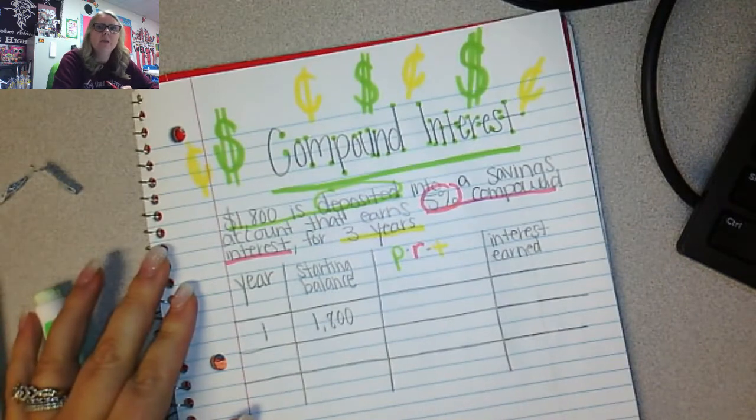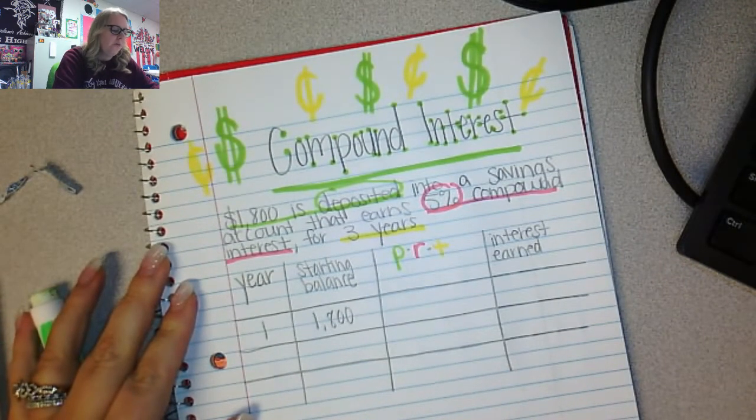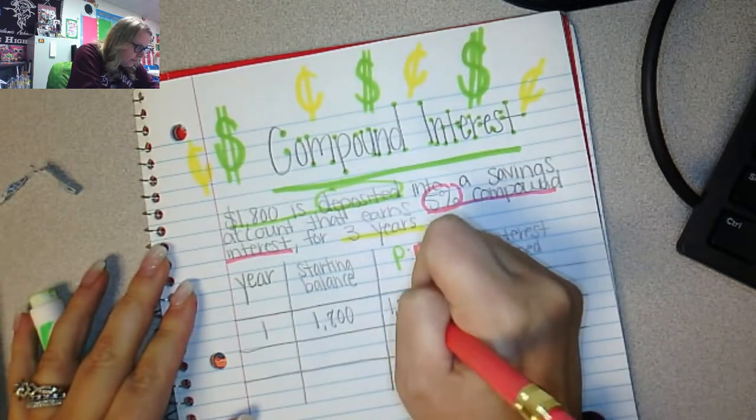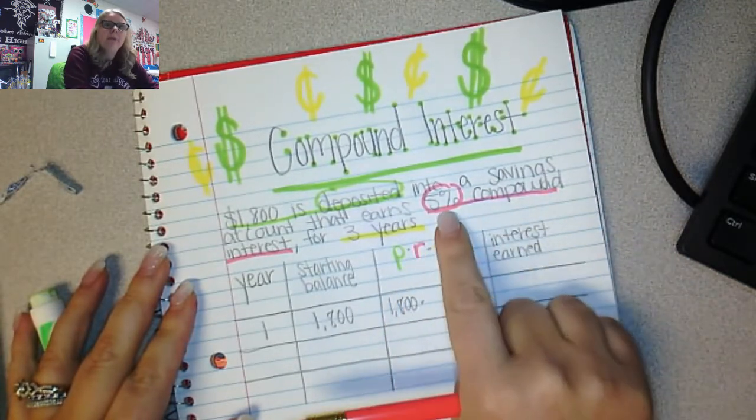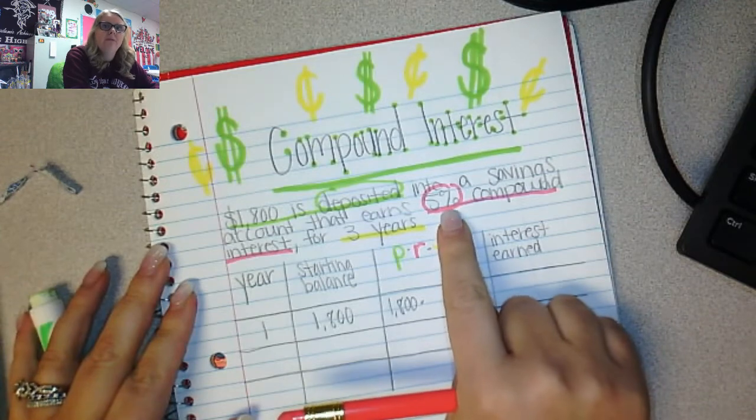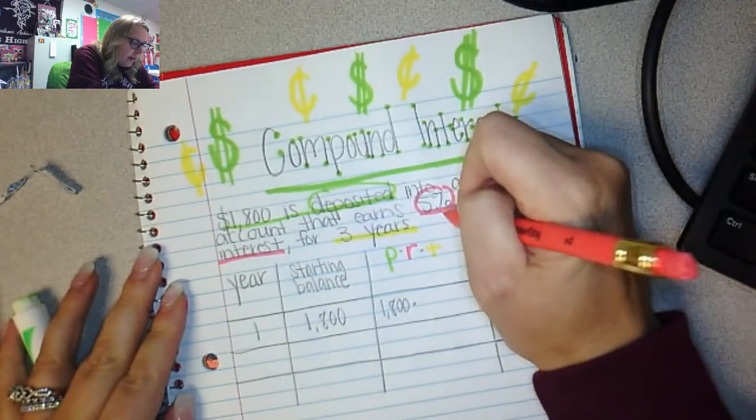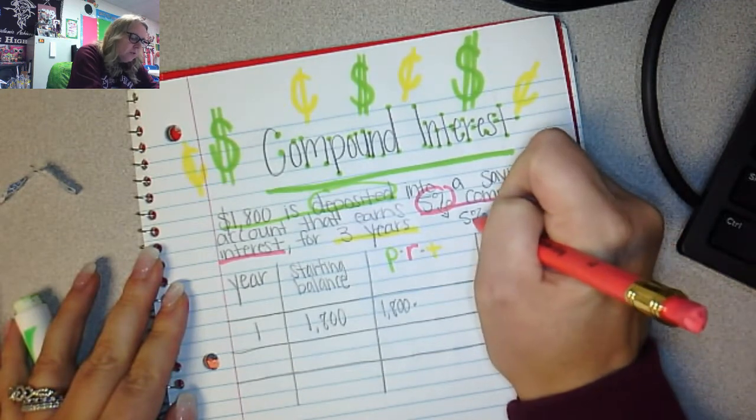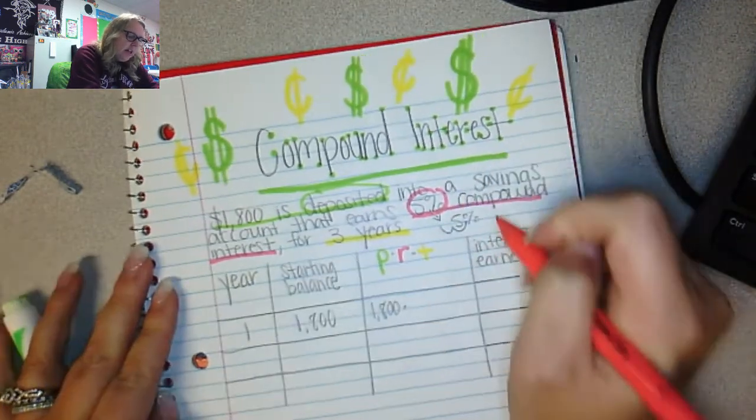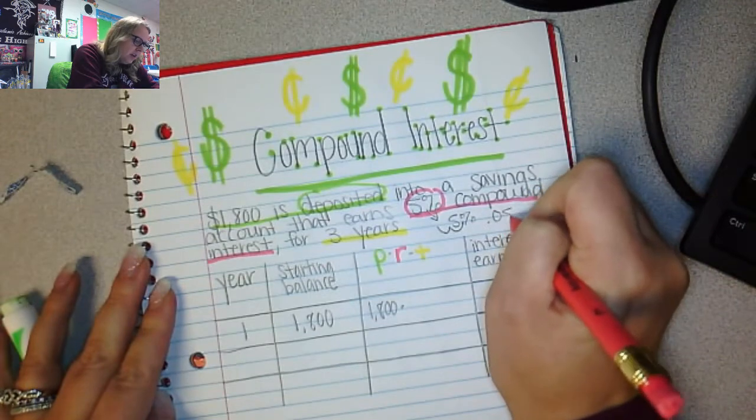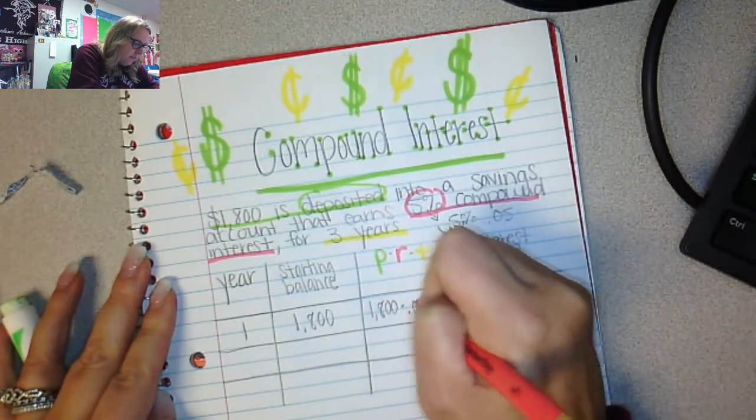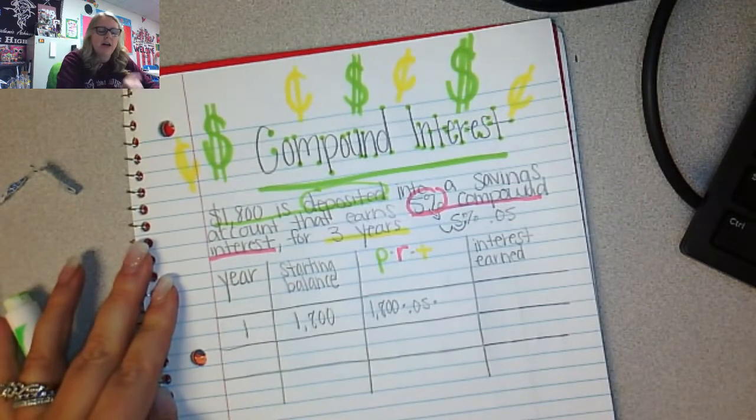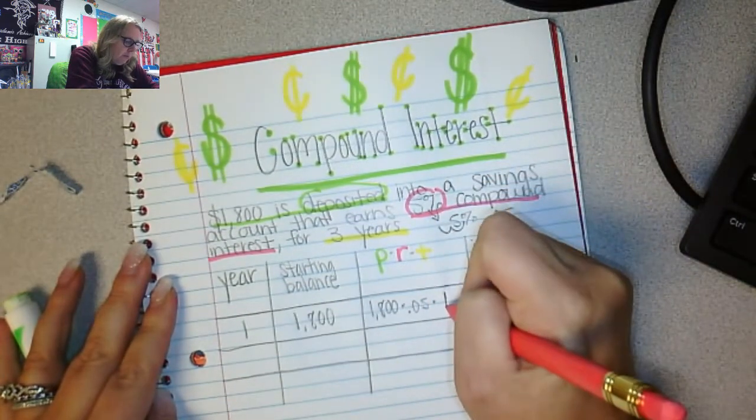Now, just like simple interest, I'm going to follow the formula. So my principal is $1,800 times my rate. Remember, you have to change your rate from a percent to a decimal. So I have 5%. I move the decimal 2 times to the left, and in that open spot, I'm going to put a 0. So my rate is decimal 0.05. And then I'm only watching it for 1 year at this time. So I'm going to put a 1 there.